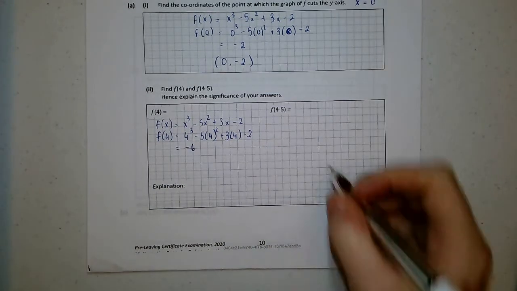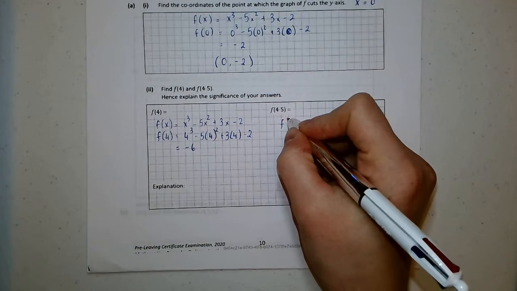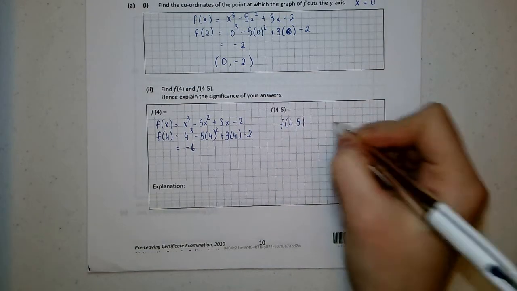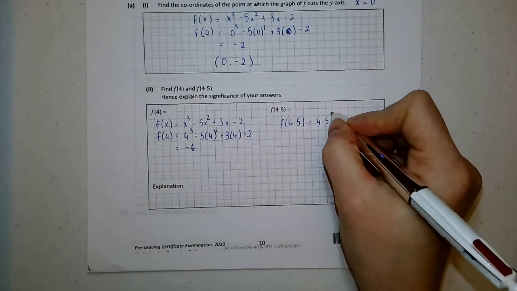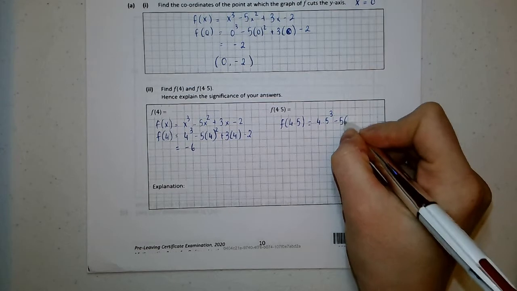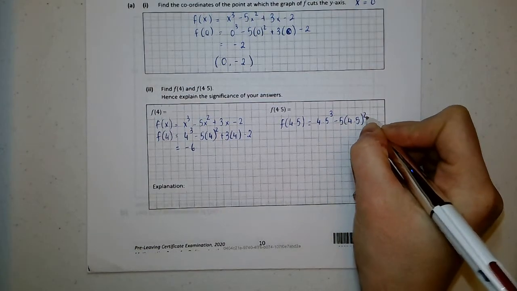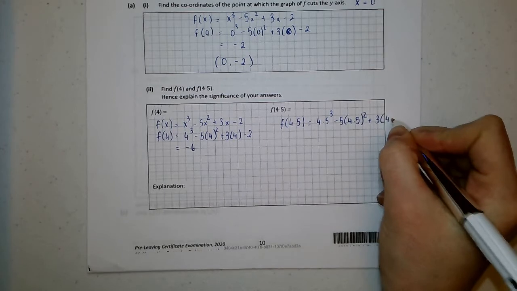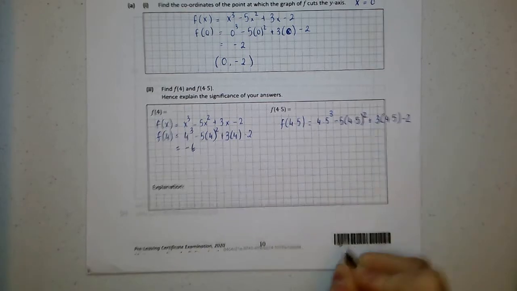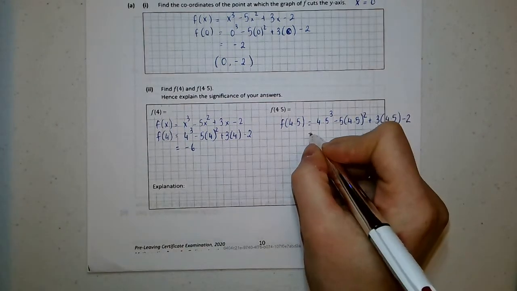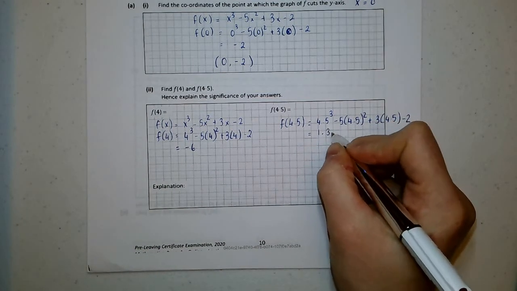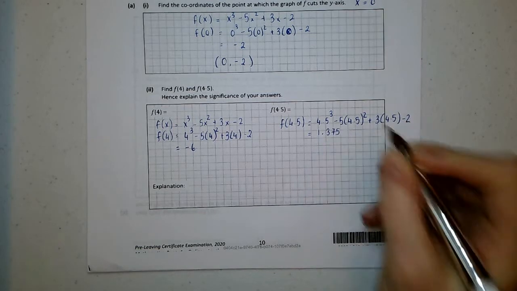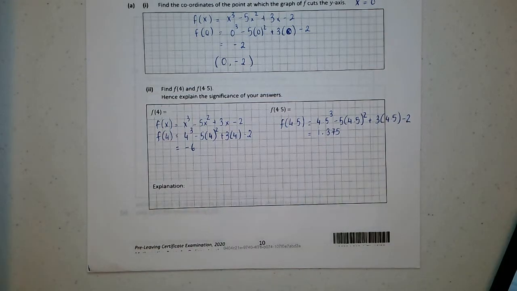Okay, similarly, when we are trying to find f of 4.5, everywhere we have an x in our original function, we're going to put 4.5. So we have 4.5 cubed minus 5 times 4.5 squared plus 3 times 4.5 minus 2. Okay, again we can put this straight into our calculator, and so our answer is 1.375.